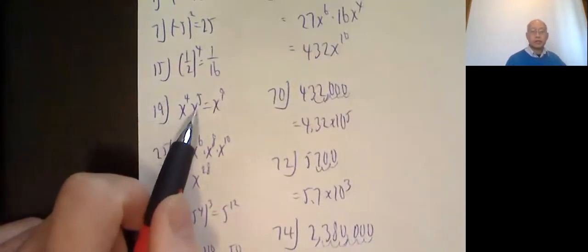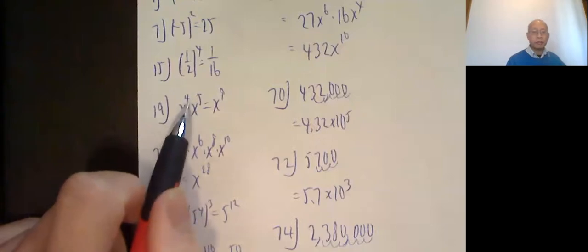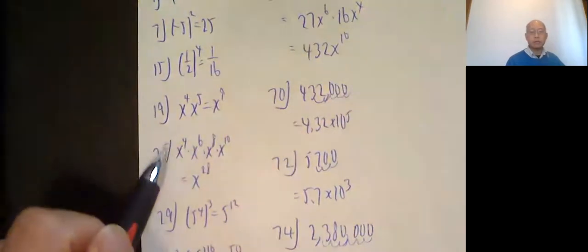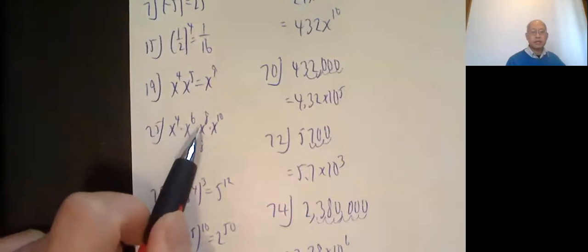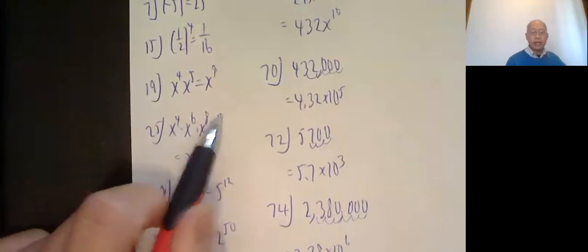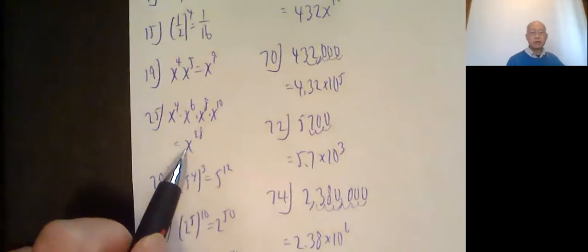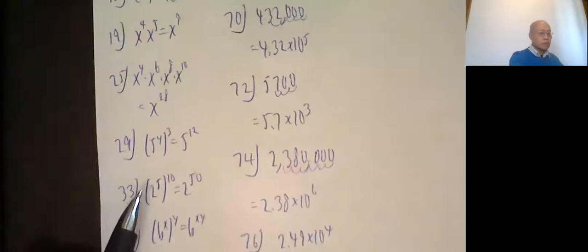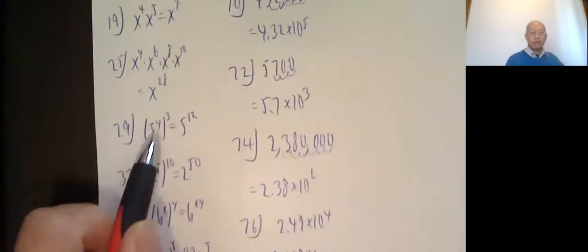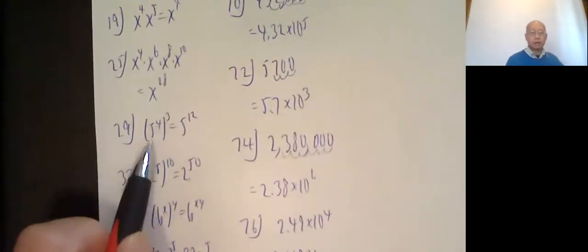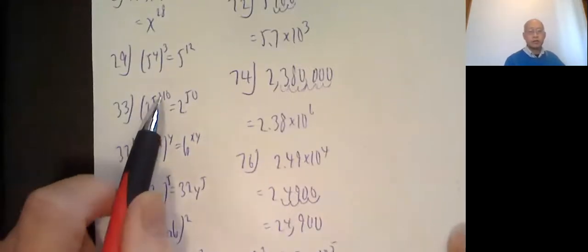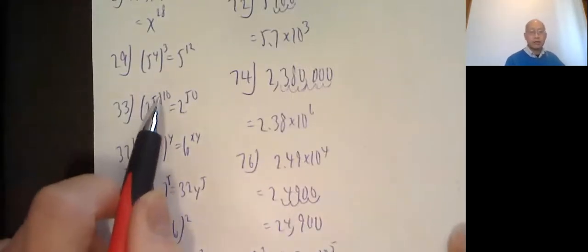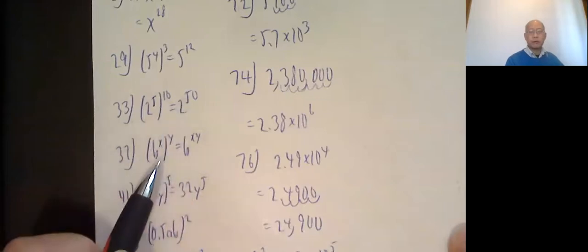19, x to the 4th, x to the 5th. The rule is to add the exponents, x to the 9th. 25, x to the 4th, x to the 6th, x to the 8th, x to the 10th. Add the exponents, x to the 28th power. 29, when you have a power followed by another power, you multiply the powers. So 5 to the 4 times 3, 5 to the 12th. 2 to the 5th to the 10th power. 5 times 10 is 50, so 2 to the 50th power.